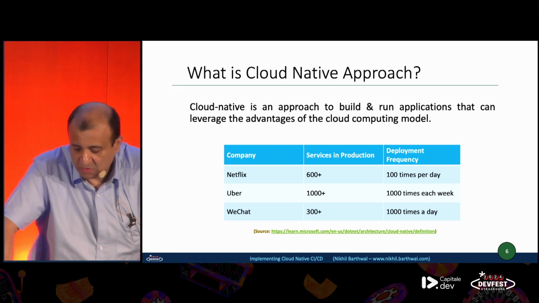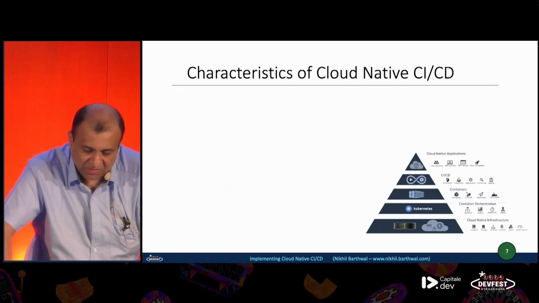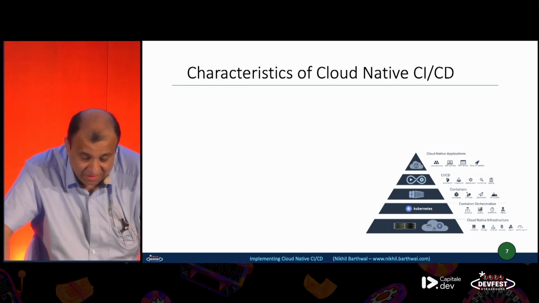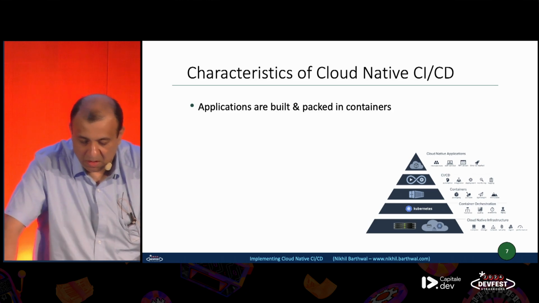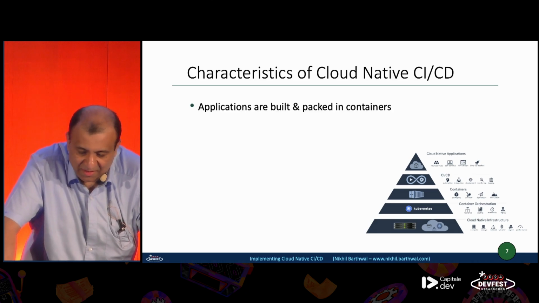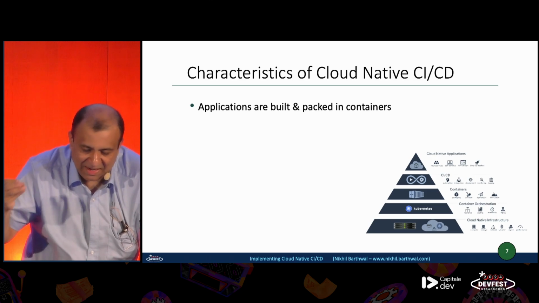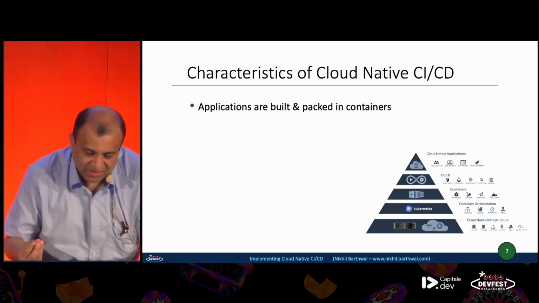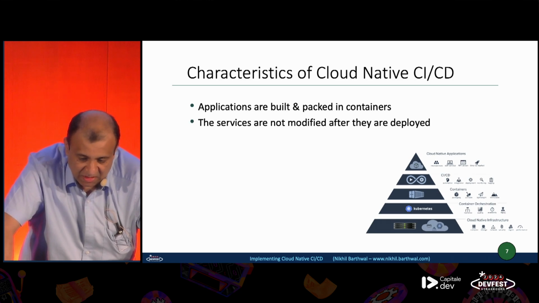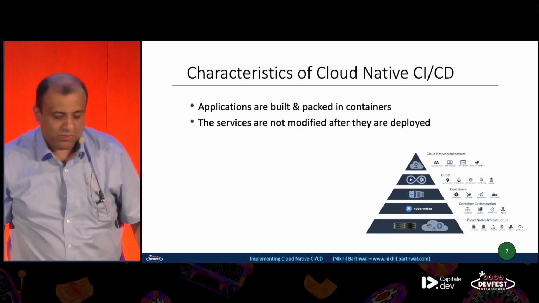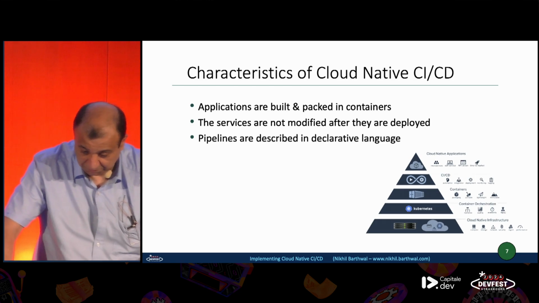So we have talked about the cloud native world. Now we talk about what are the characteristics of cloud native CI/CD, or actually the desired characteristics of cloud native CI/CD specifically. Containers, which I'll define a little later, but I think it's a well understood technology. Applications are built and packed in containers. So we need a system that has first class support for these containers, right? So we have immutable infrastructure. Once we pack up the infrastructure, services are not modified after they are deployed.